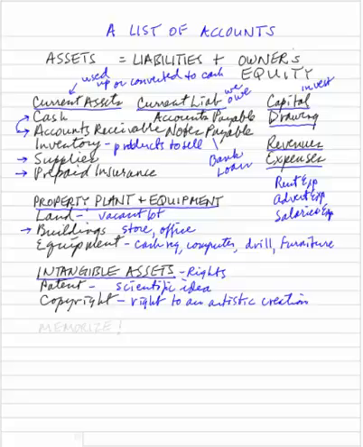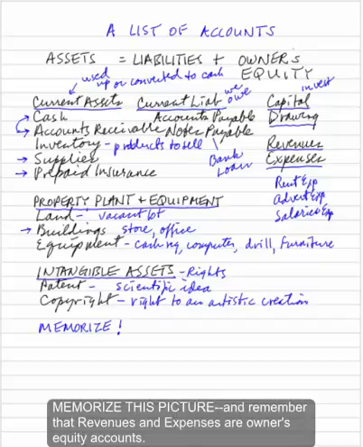All right, that's a quick list of assets, liabilities, and owner's equity. And in our next film, we're going to manipulate these to show how transactions are analyzed. For now, I'm just going to write you a little note here. Memorize these assets, liabilities, and owner's equity accounts. And remember that the revenues and the expenses are part of owner's equity, a very important idea.